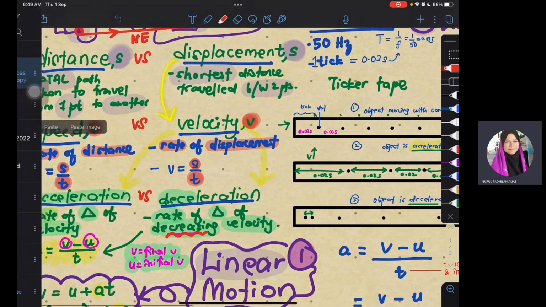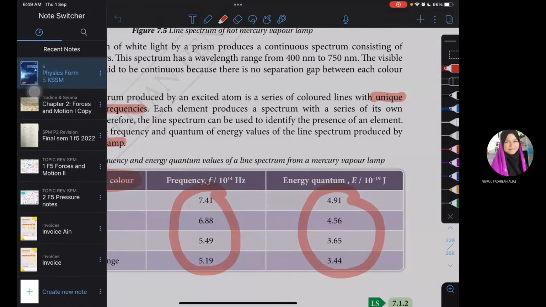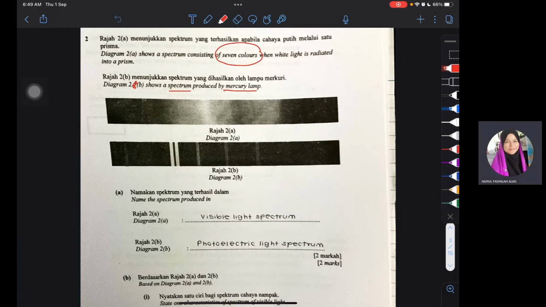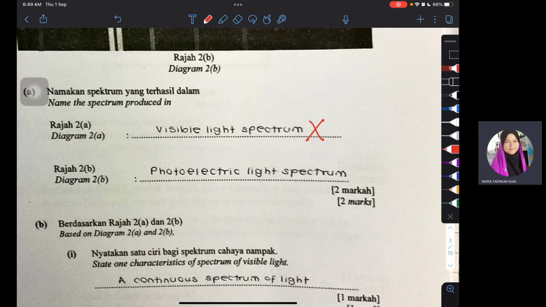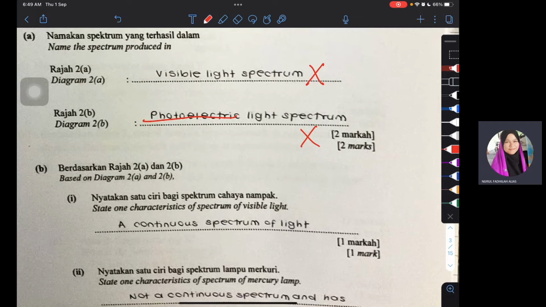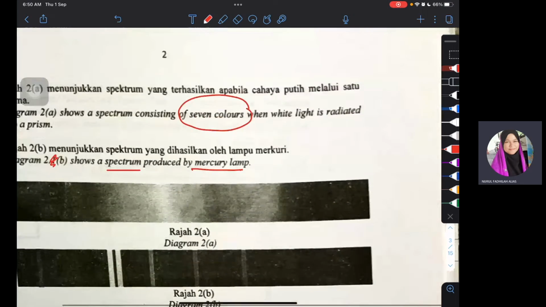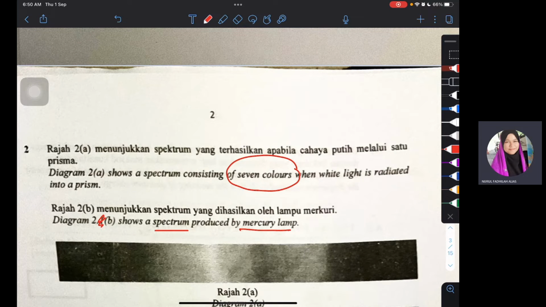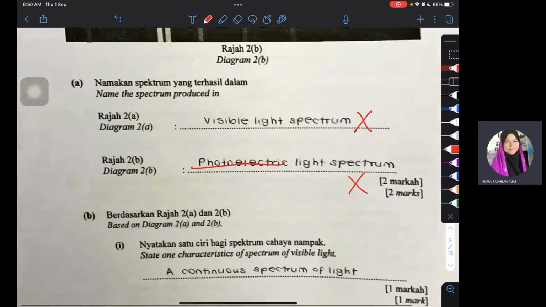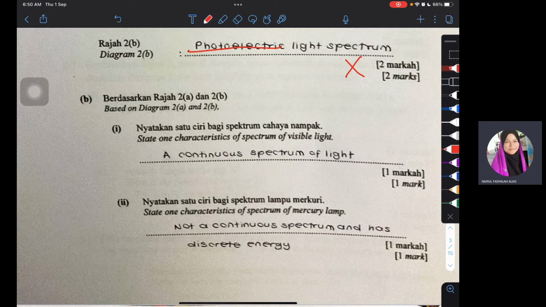So what's the answer here? So the first one, it is continuous spectrum. And this one, line spectrum. Okay, based on diagram 2A and 2B, state one characteristic of spectra of visible light. So kita nak characteristic. Okay, this one is already in the answer. Continuous, okay, nama dia not a continuous spectrum and has discrete energy.